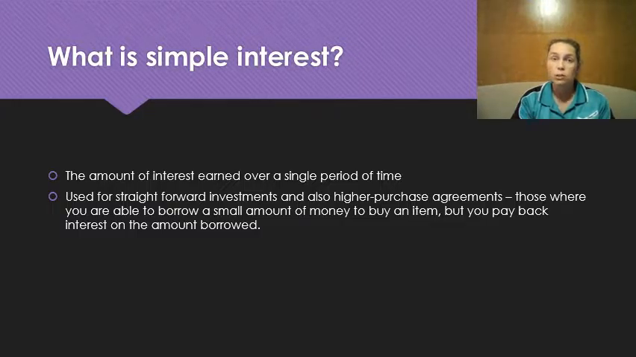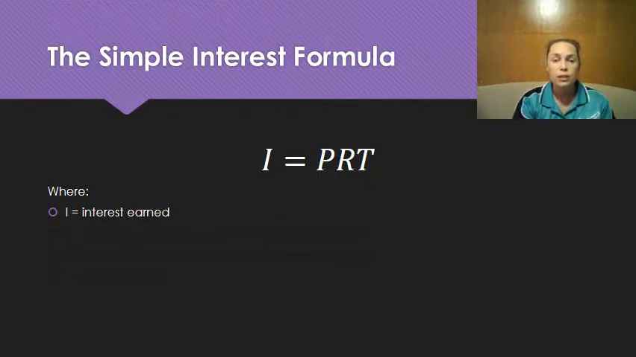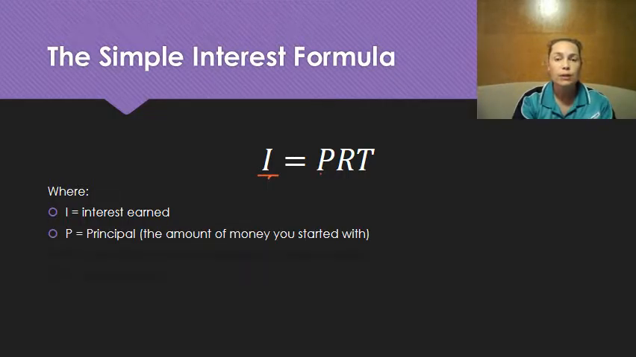So that leads on to what actually is the formula. So for our simple interest formula, it's actually quite simple. So our formula is I is equal to PRT, where I is the interest that you are earning. So that's I. P stands for the principal. So it's the amount of money that you actually started with when you first put the money into the investment.